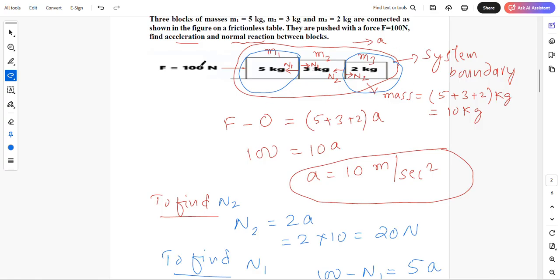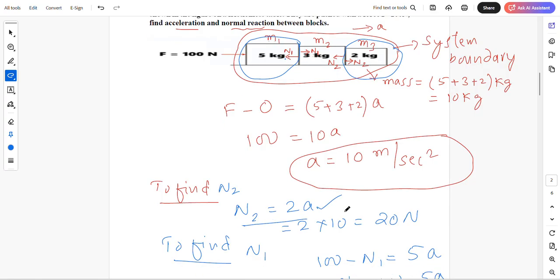How to calculate acceleration: use the system boundary. Chalane wala minus rokne wala is nothing, is equal to add up all the three masses. Now to find N2 directly I can go and stand here. N2 is equal to 2 into A. Chalane wala minus rokne wala is nothing, 2 into A, that is how I got N2. Now to calculate N1, go here. Chalane wala 100 minus rokne wala is N1, because it is opposite to A.